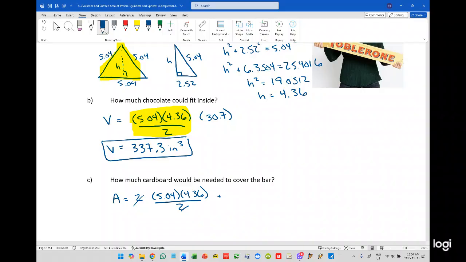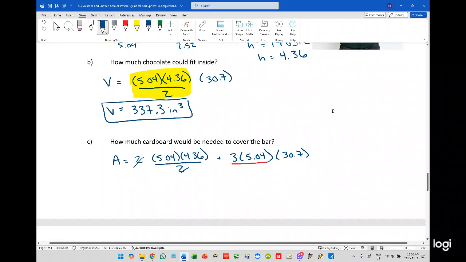I'm going to do it slightly differently. I know the perimeter is just 3 times 5.04. So rather than write down the perimeter as one single number, that's how to find the perimeter. And then we multiply that by the distance between the ends, the 30.7. Incidentally, the perimeter that we just calculated there makes complete sense because it's 3 identical rectangles, all of which is 5.04 times 30.7. So regardless of how you actually write it, it's going to be the same thing.